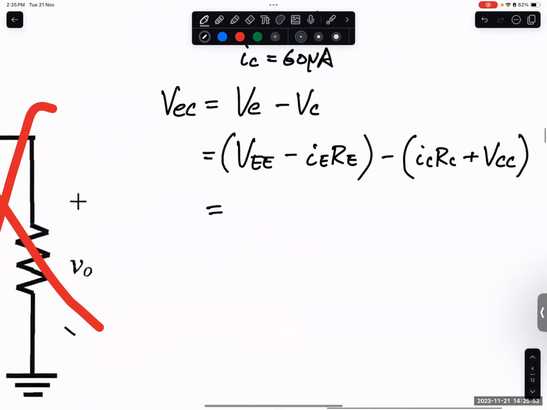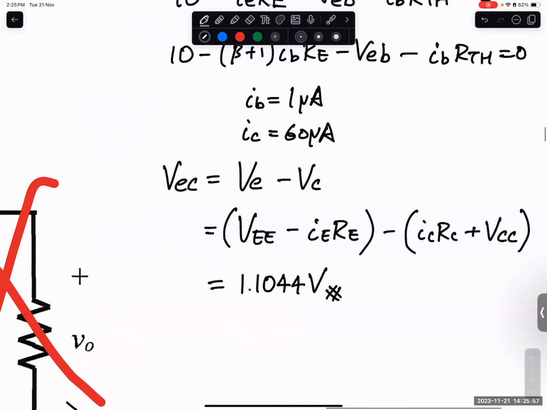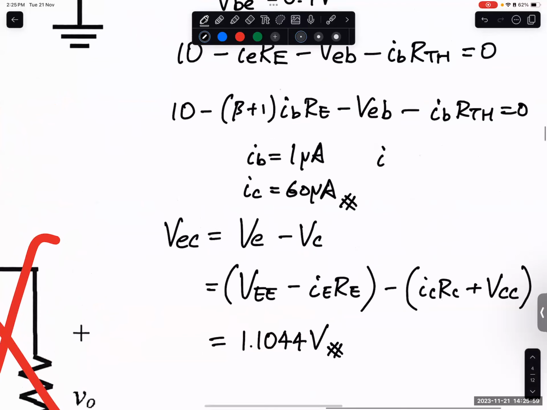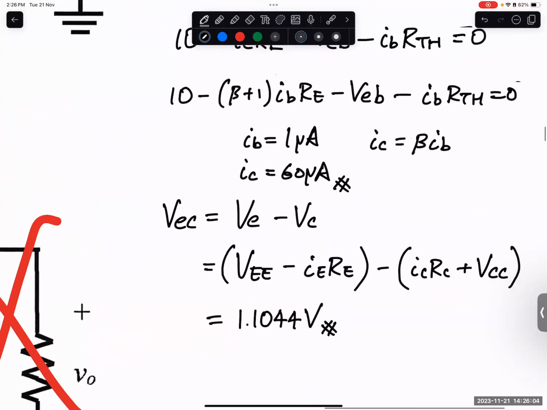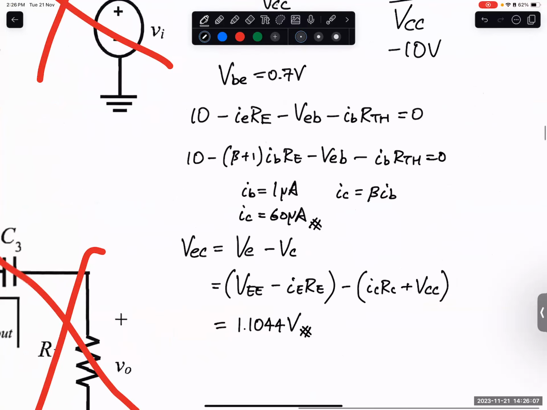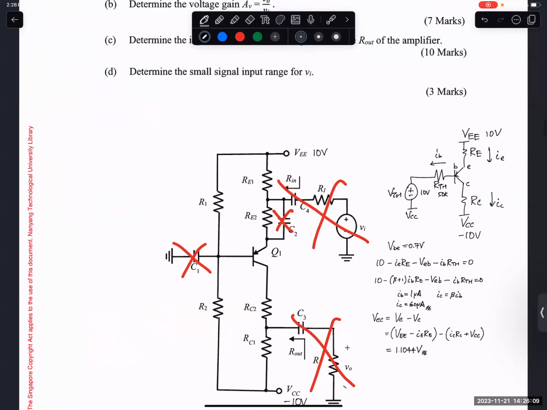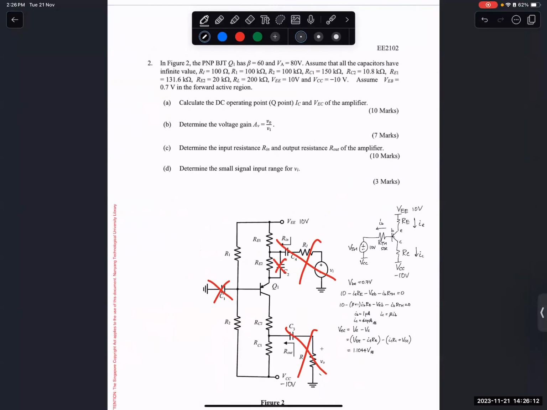IC is 60 micro. Okay, got the answer? RC is 150K plus 10.8K. Come on, you're taking long. No, I'm done with it. It is just part A only, 10 marks only.